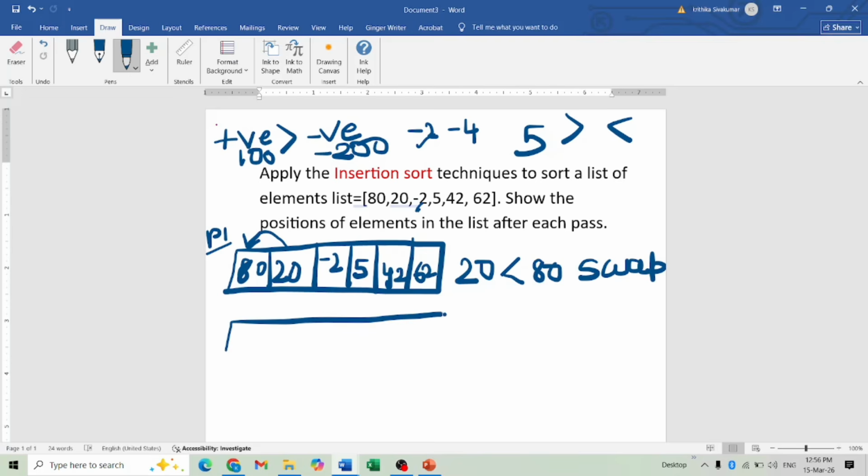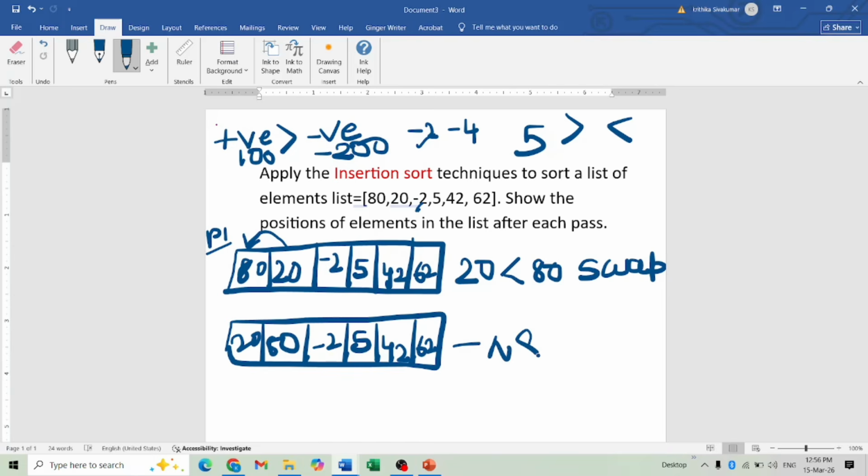So now you can write here. What is the swapping now? 20, 80, minus 2, 5, then 42, then 62. Is it clear? Now we started here and we have done with this. So this is the last element. Is there anything to compare? No. So it is not sorted. We have to go to pass 2.